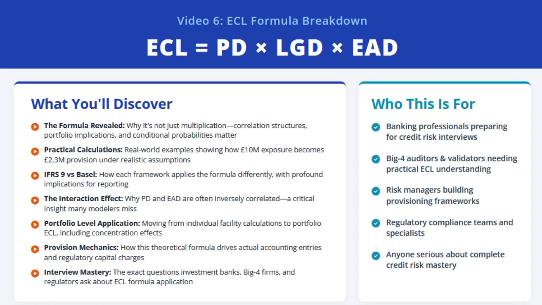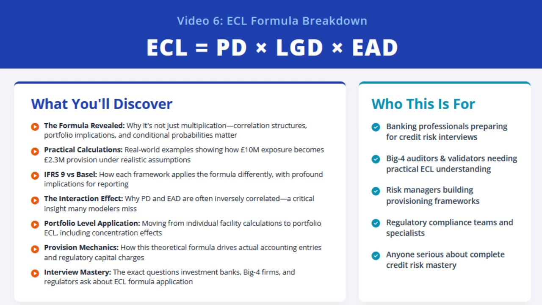So in the next video, we will talk about the ECL formula, which looks very simple. The PD times LGD times EAD, multiply them together and you get your expected loss. The formula here isn't just multiplication. It's correlation structures, portfolio implications, and conditional probabilities, all compressed into three variables. So let's take a real world scenario, where we'll look at, let's say, $10 million of exposure becomes a 2.3 million provision under realistic assumptions. And this gap matters. We'll see that.